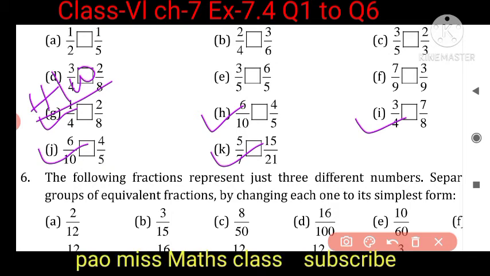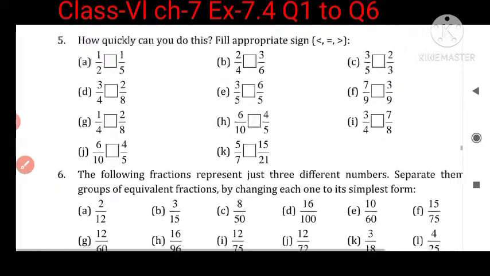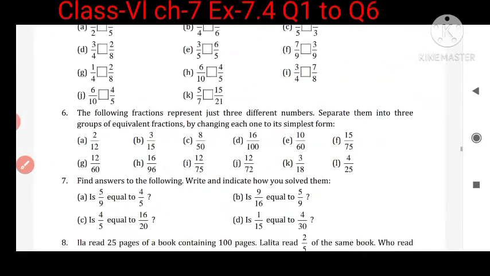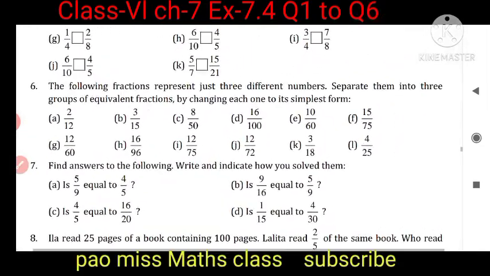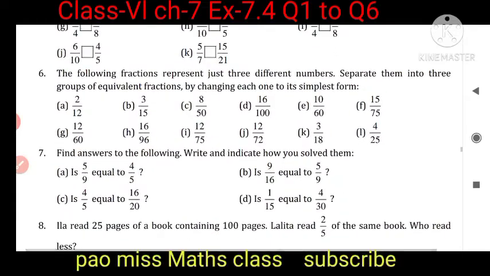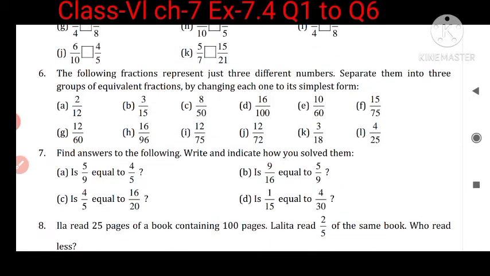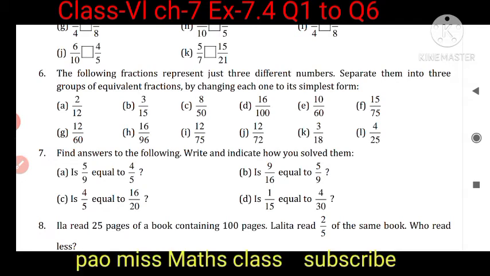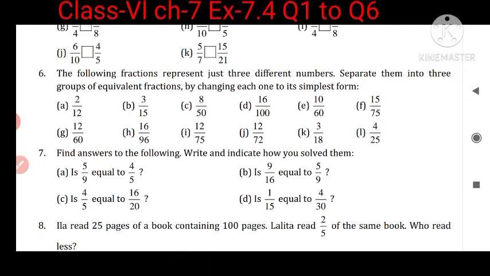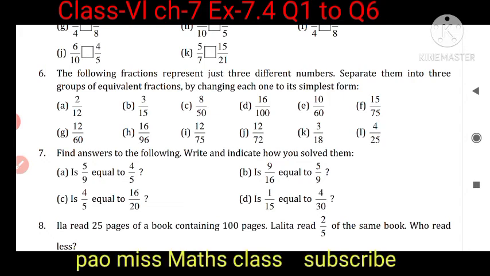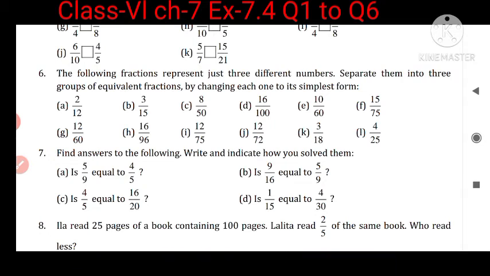Now come to the next question, question number 6. Question number 6 is: the following fractions represent just 3 different numbers. Separate them into 3 groups of equivalent fractions by changing each one of them to its simplest form.